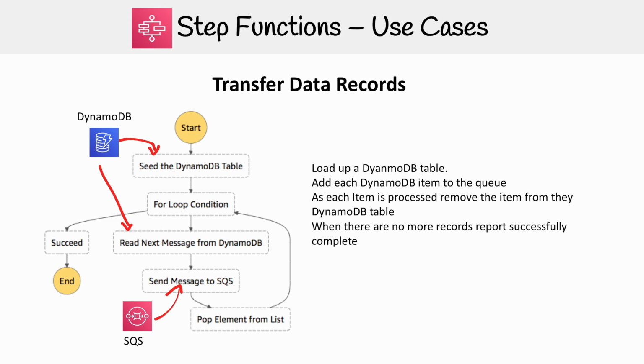So it's going to use first in, first out. So it's going to do each one in order. And as it processes each one, it's going to remove it from the actual DynamoDB table until the entire table is reduced to 0. So that's just another method that you can use step functions for.